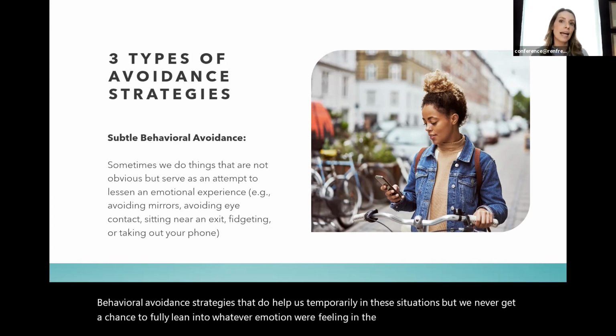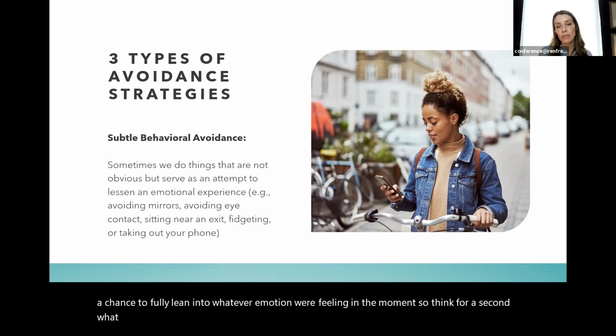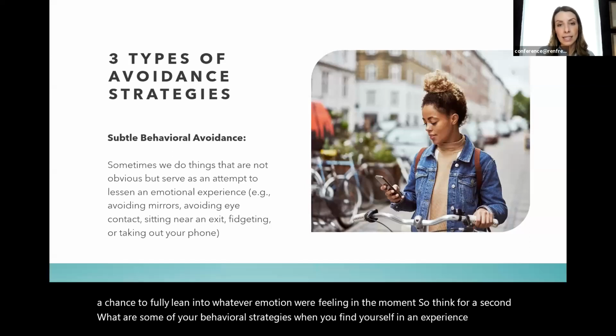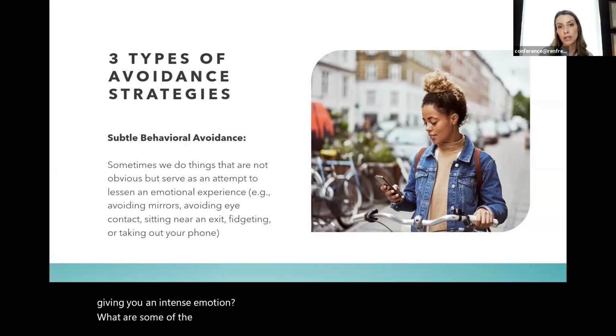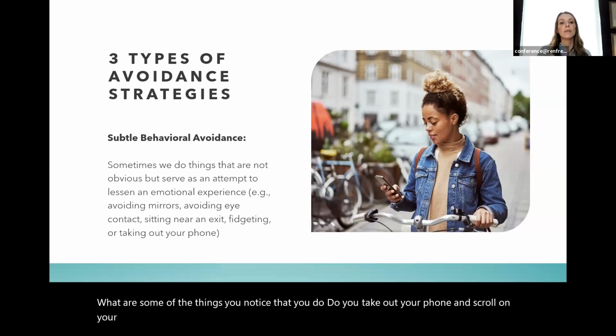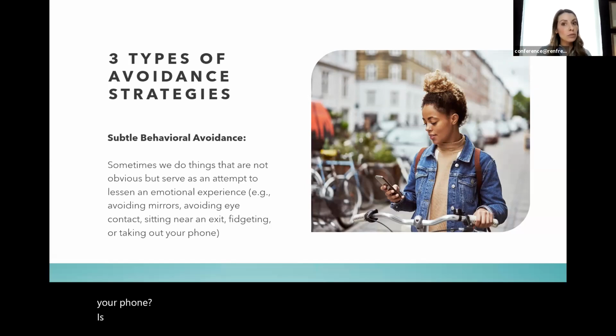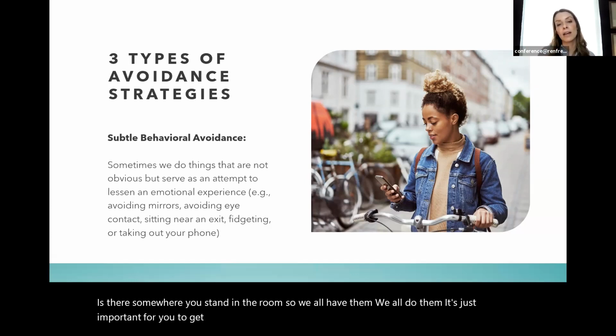So think for a second, what are some of your behavioral strategies when you find yourself in an experience that's giving you an intense emotion? What are some of the things you notice that you do? Do you take out your phone and scroll on your phone? Is there somewhere you stand in the room? So we all have them, we all do them. It's just important for you to get clear on what your behavioral strategies are.